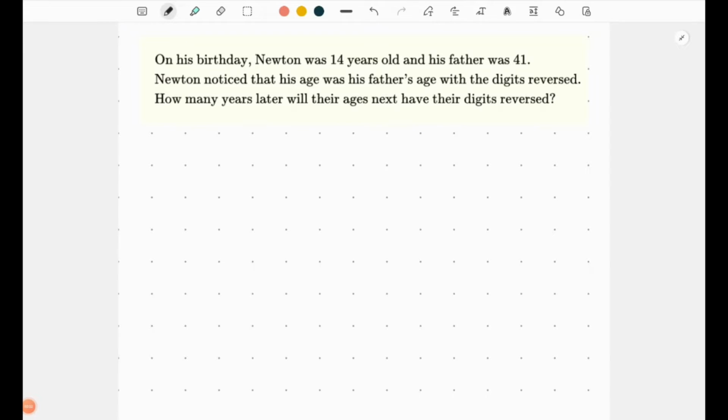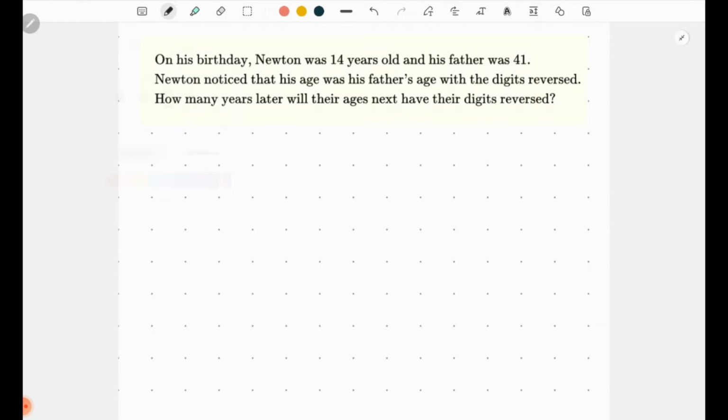Hello, let's look at this question. On his birthday, Newton was 14 years old and his father was 41. Newton noticed that his age was his father's age with the digits reversed. How many years later will their ages next have their digits reversed? It's a very interesting question. Let's try to understand what's given to us first.